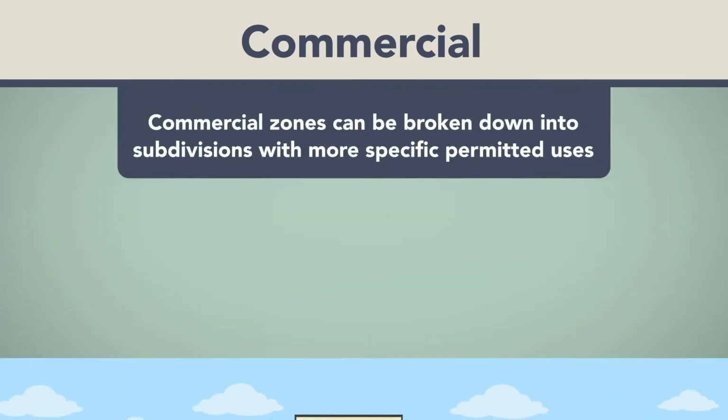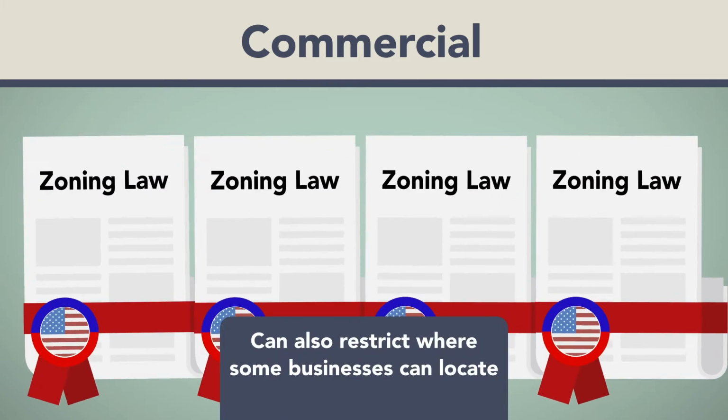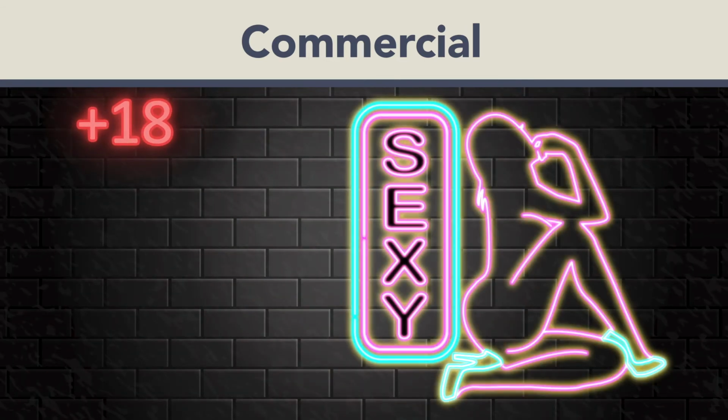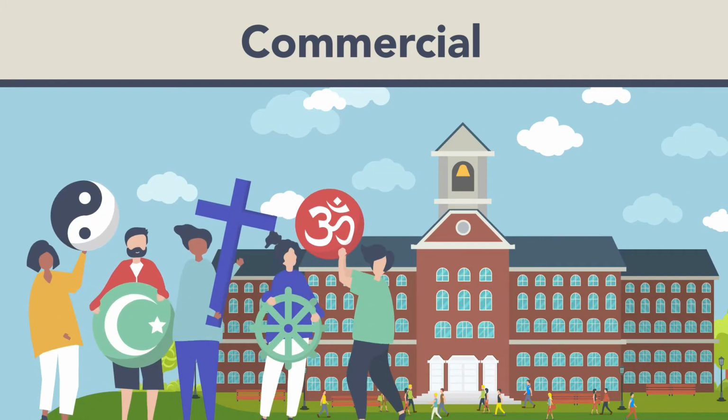Like residential zones, commercial zones can be broken down into subdivisions with more specific permitted uses. Commercial zoning laws can also restrict where some businesses can locate, such as prohibiting adult entertainment enterprises or establishments that serve alcohol from being situated near schools or places of worship.